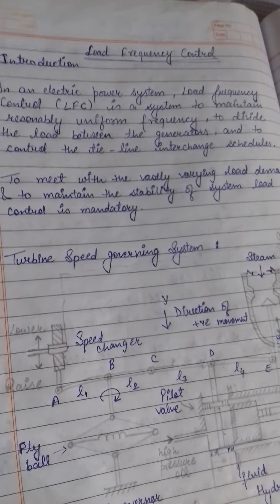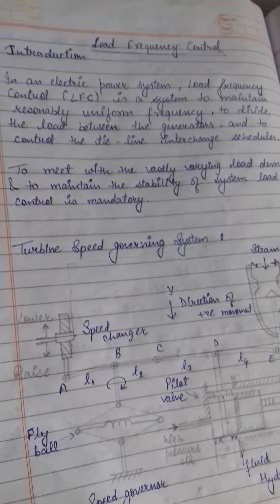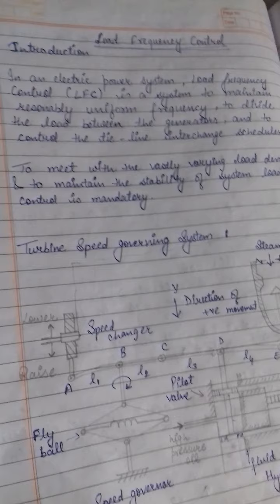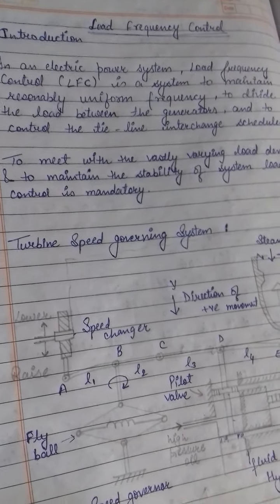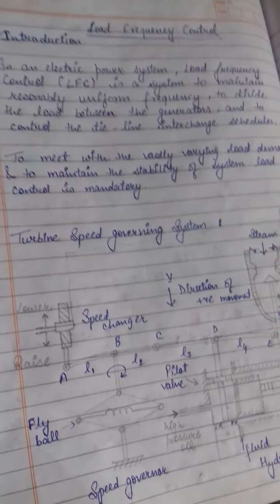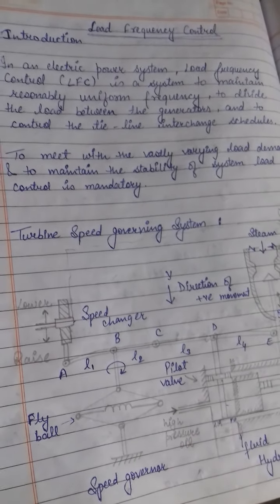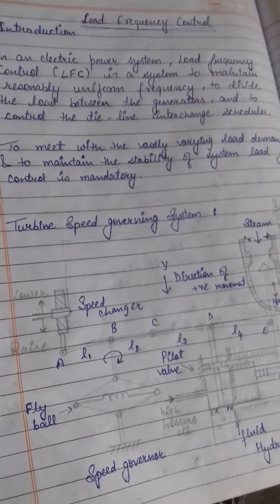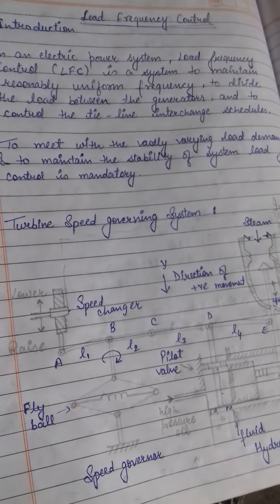Today I am here to explain load frequency control. First, we need to know what load frequency control is. In an electrical power system, load frequency control (LFC) is the system to maintain a reasonably uniform frequency, to divide the load between the generators, and to control the tie line interchange schedule. To meet the vastly varying load demand and to maintain the stability of the system, load frequency control is mandatory. So, our topic is the turbine speed governing system.